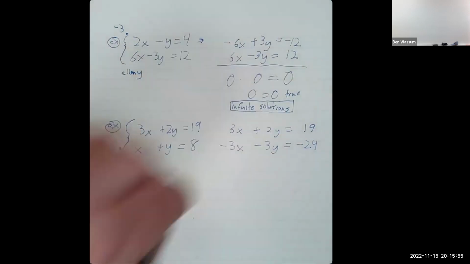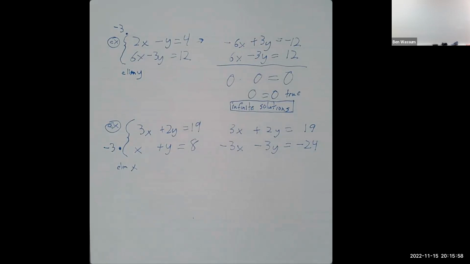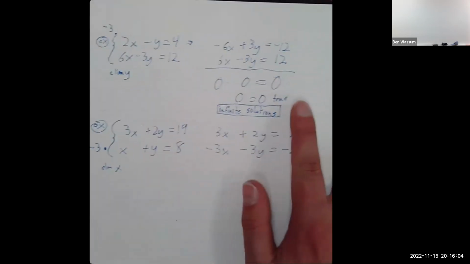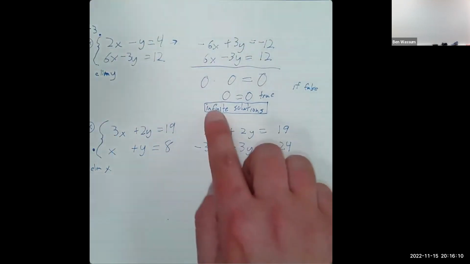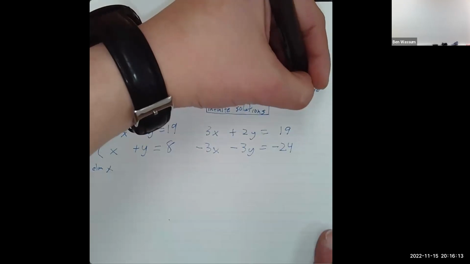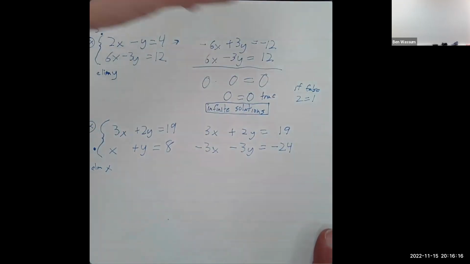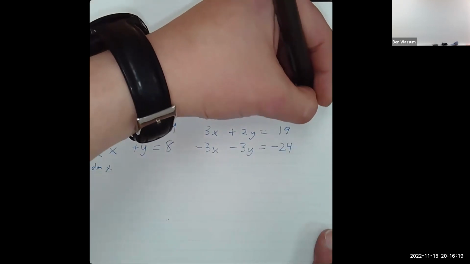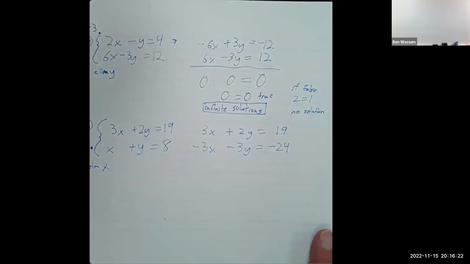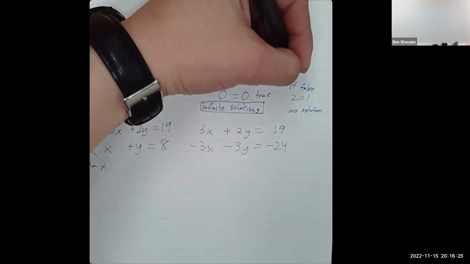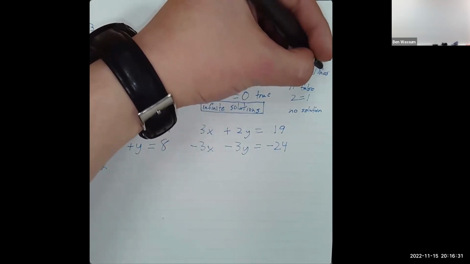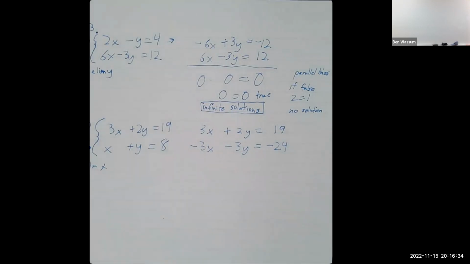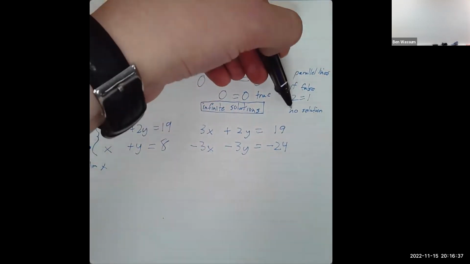Now, one thing I do want to cover is if you get a false statement. If you work this out and you get something like 2 equals 1, then you would have no solution. This is just an example, but that happens when you have parallel lines. Because if the solutions are where the lines cross, if they never cross, there is no solution.